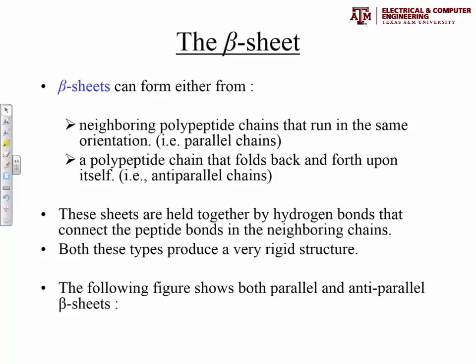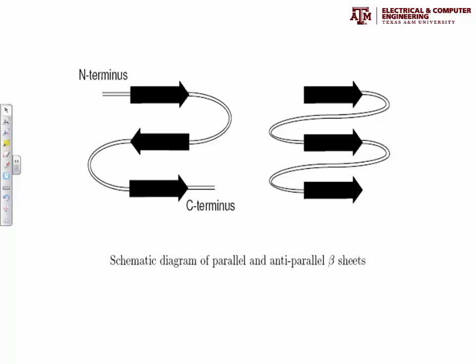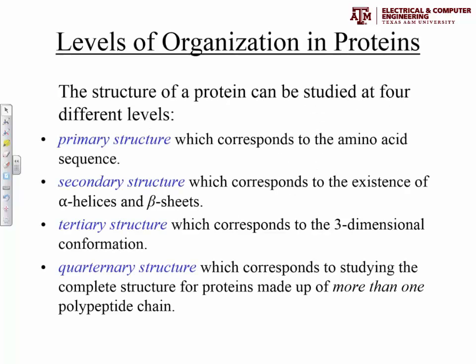So beta sheets can be formed either from neighboring polypeptide chains that run in the same orientation, that is, they produce parallel chains, or it can be formed by a polypeptide chain that folds back and forth upon itself. That is anti-parallel chains, which I showed on the next slide. These sheets are held together by the hydrogen bonds that connect the peptide bonds in the neighboring chains. That's what I said, the NH and the C double bonded with O. Both these types produce a very rigid structure. I've already shown you the figure, so I can go on to the next slide.